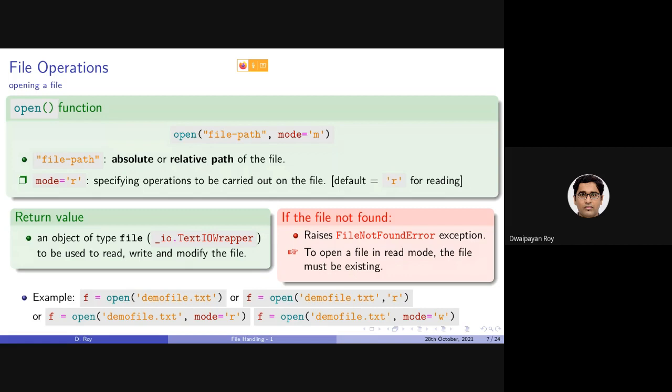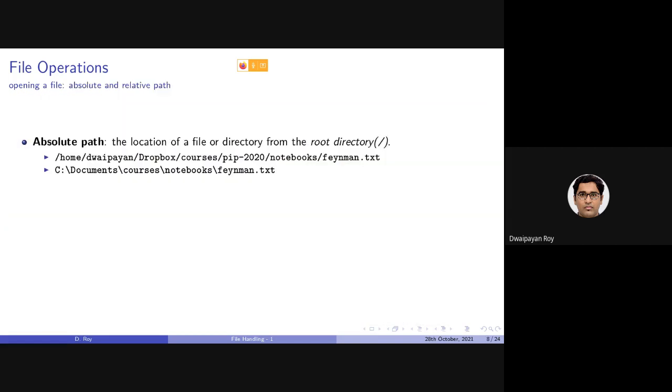Now let's look at this absolute path and the relative path in a detailed way. So absolute path is the location of a file from the root directory. For example, presently I am using one operating system based on Linux, basically Linux kernel, which is basically a Unix operating system. Here the root directory starts from this slash. Okay, so this is the path or the absolute path of a file.